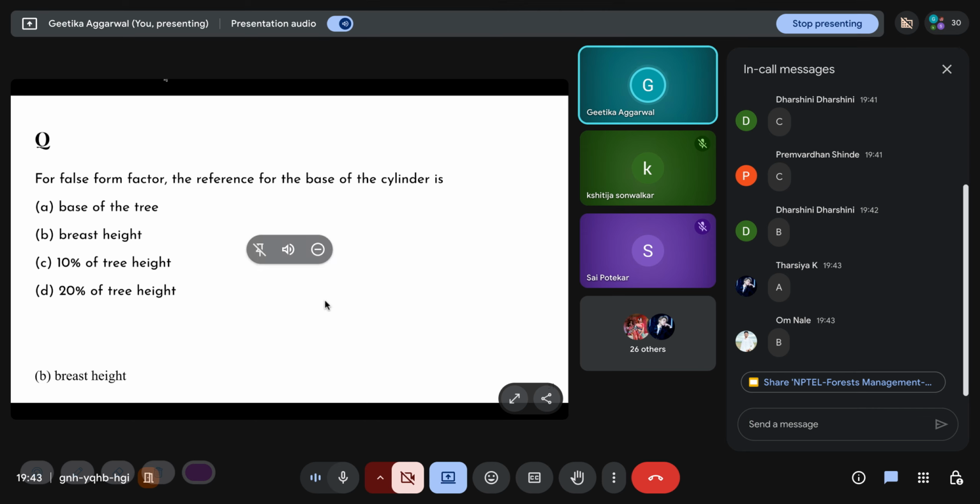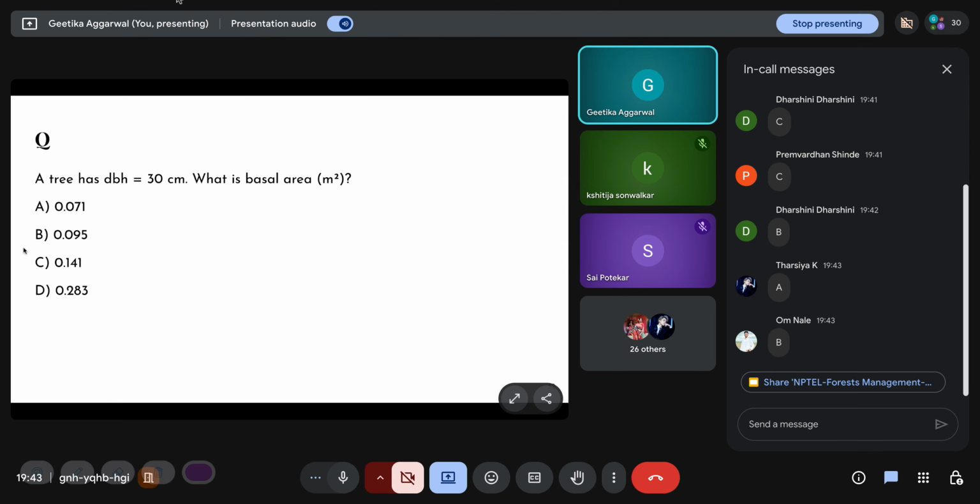As we discussed, for the absolute form factor, it is base of the tree. For the false form factor, the artificial one, it's breast height. And for the true or the normal form factor, it's basically 10% of the tree height. Okay. Moving on to a tree has the DBH as 30 centimeters. What is the basal area in meter square?